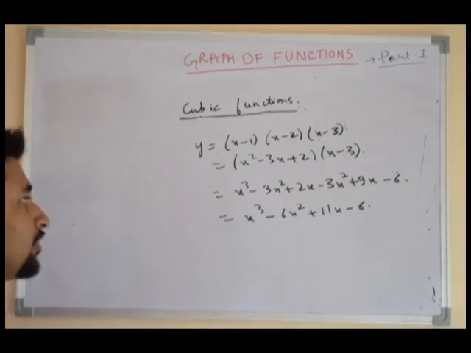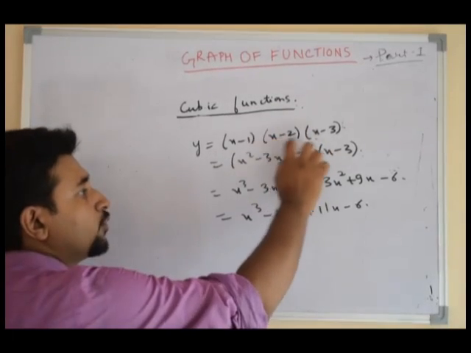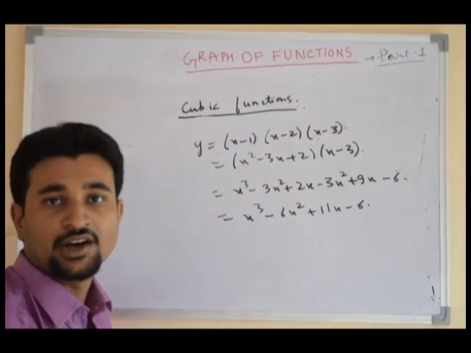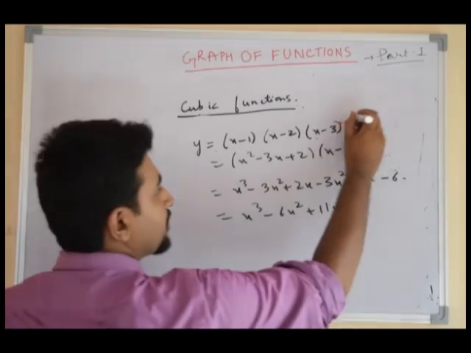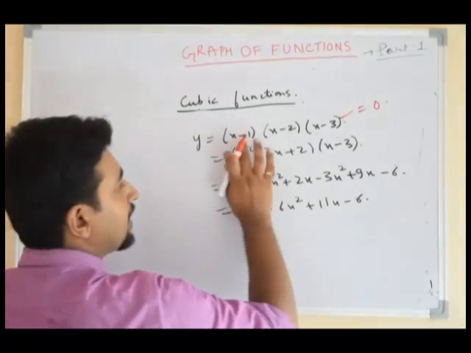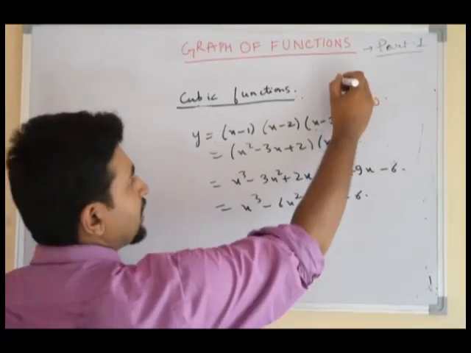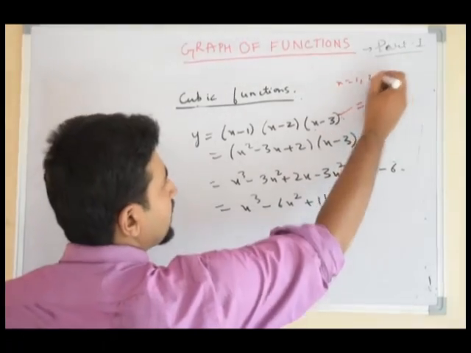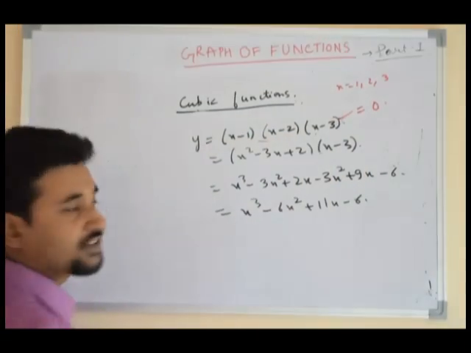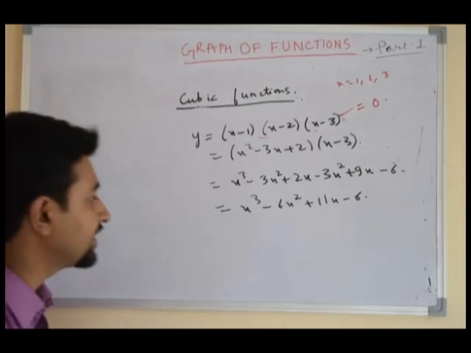Okay. So what is 1, 2 and 3 here? They are the roots. Root means when you put this equal to 0, you would get value of x equal to 1, 2 or 3, for which this expression will be 0. Okay.